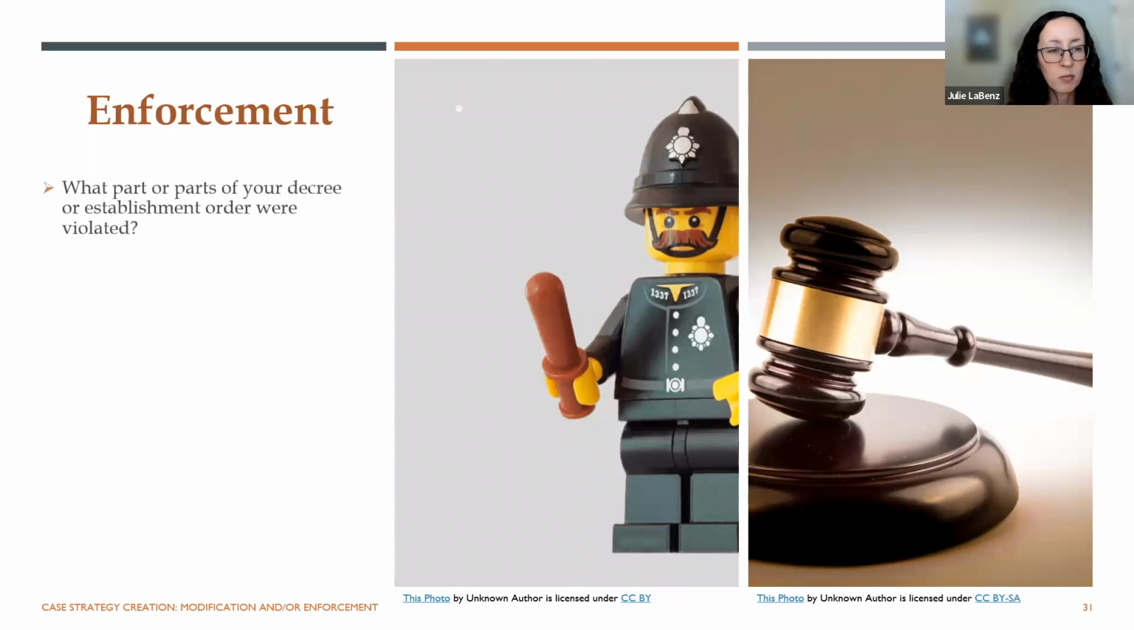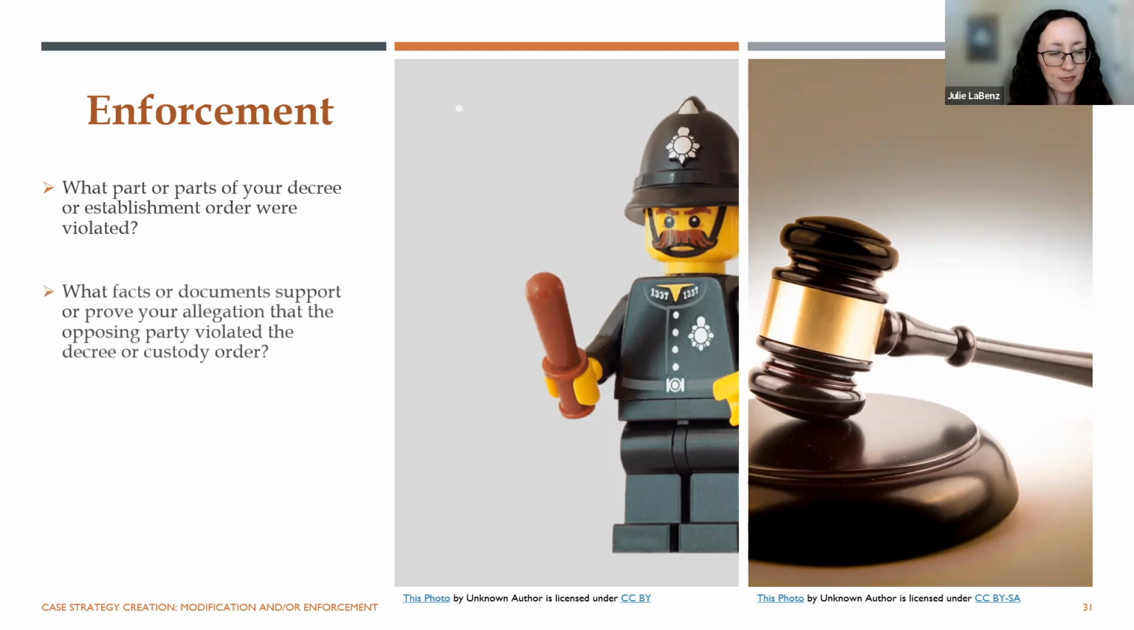Enforcement. What part or parts of your decree or establishment order were violated? Jump into that language, because sometimes you think the papers say a certain thing and then you look at it and the language is actually more specific. You really want to make sure that what you believe the document says is what it actually says, and then that the facts you're going to allege as the violation actually violate that part of the document.